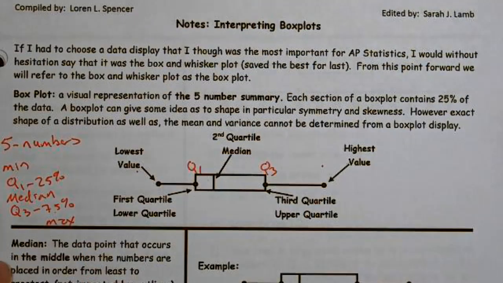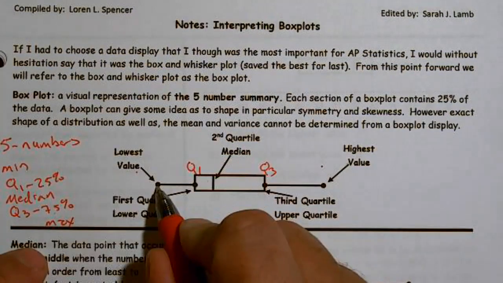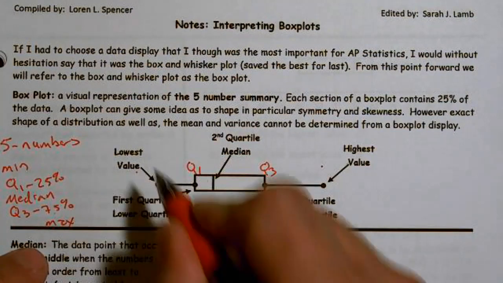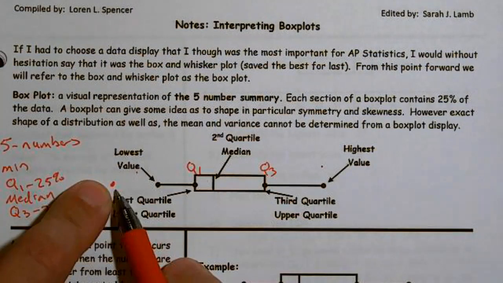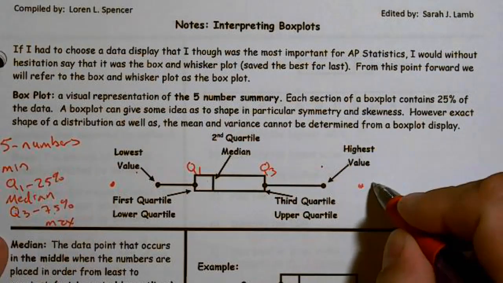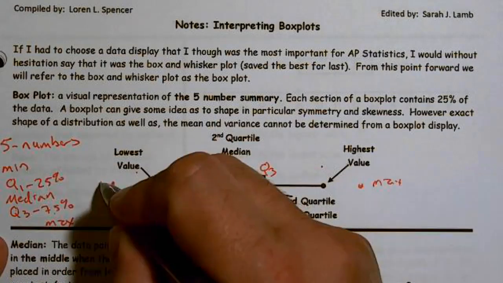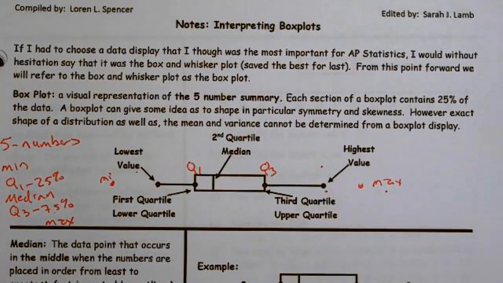I have to make one caveat to that. This is the minimum value if it is not an outlier. If we had an outlier on the lower side, it would not be connected, and this would be the min. If we had an outlier on the upper side, this would be the max, and it would not be connected. So if it's an outlier, they're not going to be connected. And we will see those not in this video so much, but in a following video.